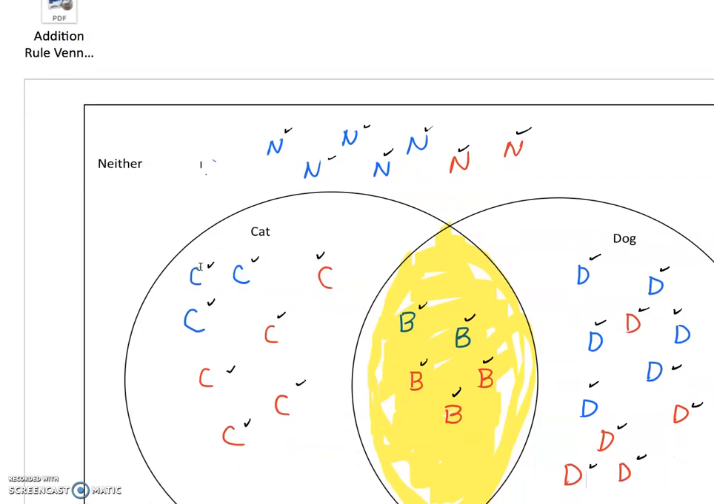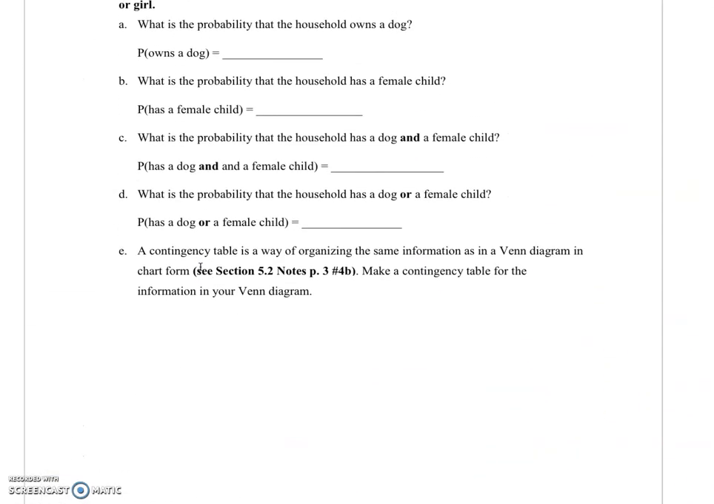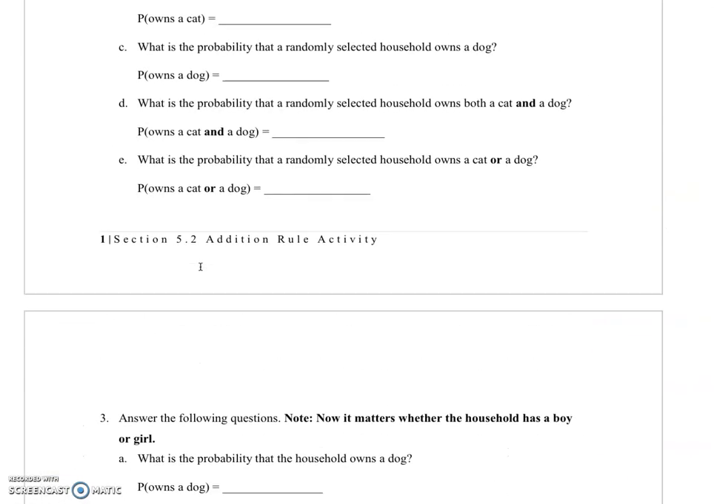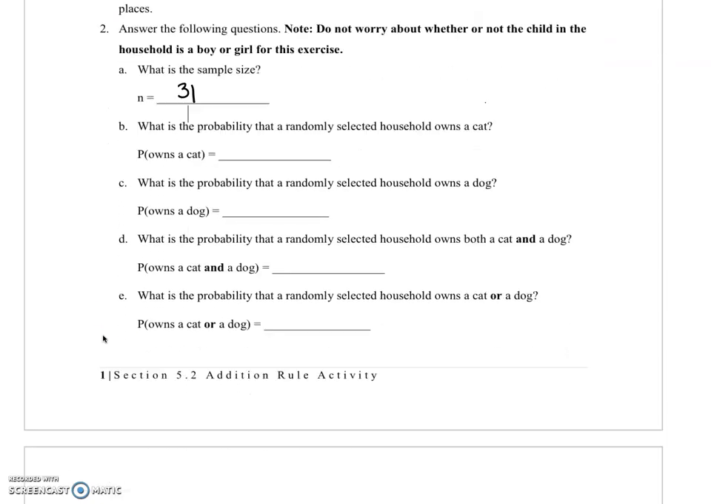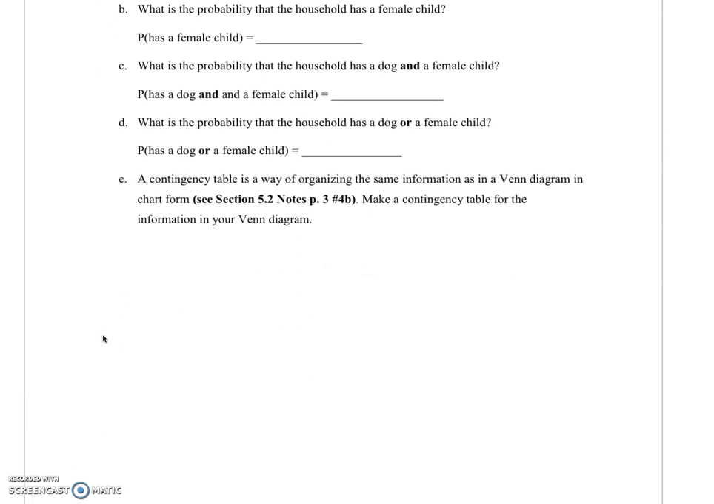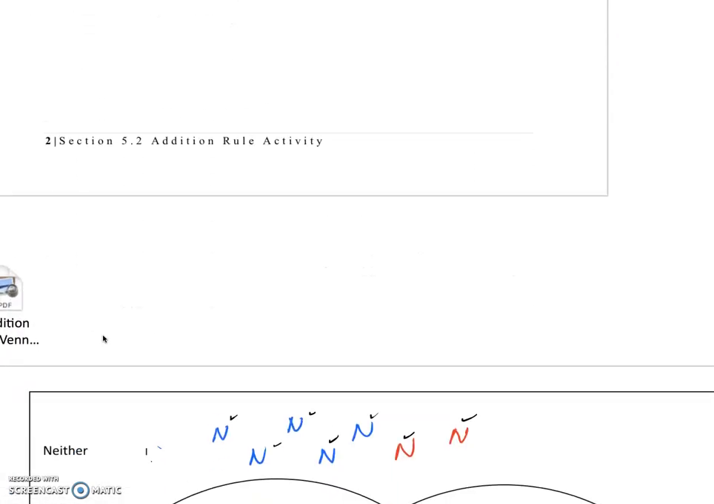So we have 31 total households. So our sample size is 31. So what's the probability that a randomly selected household owns a cat? So we go back down to count those.